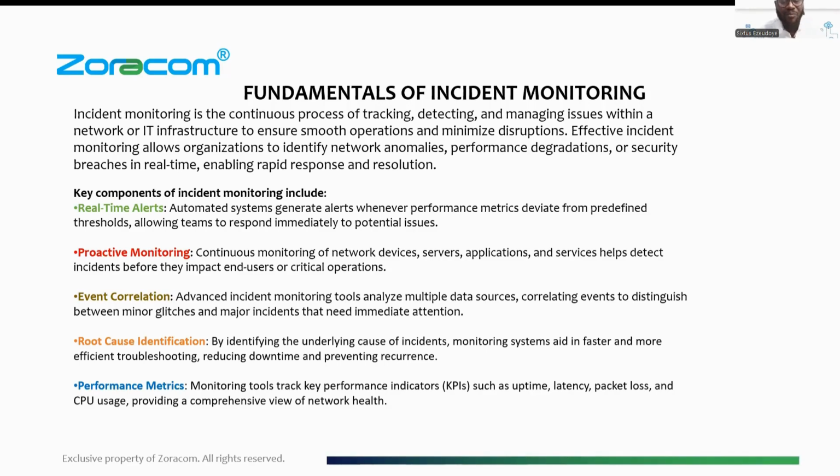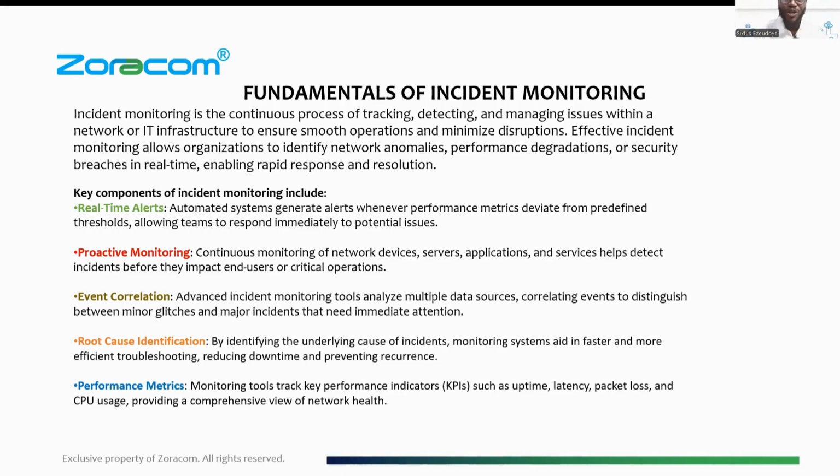What are the key performance indicators, also known as KPIs? Your monitoring tools should and will be able to track those key performance indexes. Examples are uptime, latency, temperature, packet loss, etc. All in a bid to have a comprehensive view of your network health.